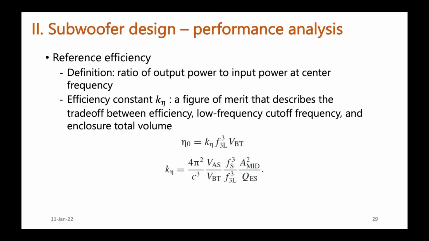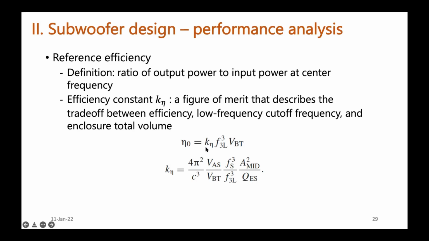And the second system parameter is the reference efficiency. It is defined as the ratio of the output power to the input power at the center frequency. And here, this relation expresses the nature of the trade-off between system performance, which was proposed by Thiele and Small. The efficiency is proportional to the third power of the cutoff frequency and proportional to the total box volume.